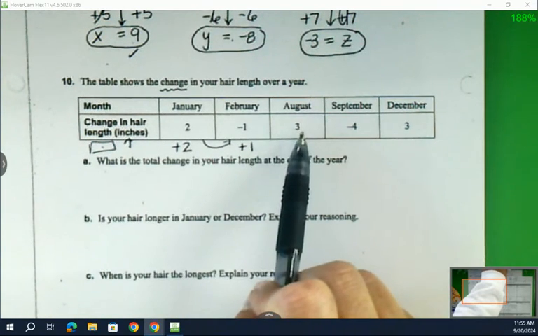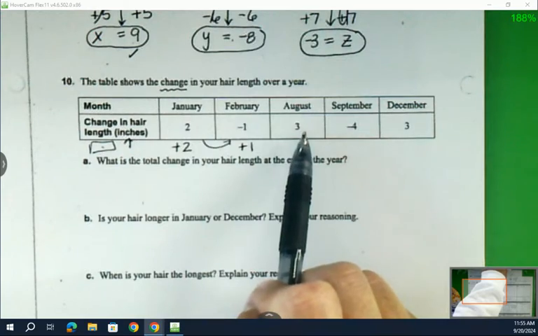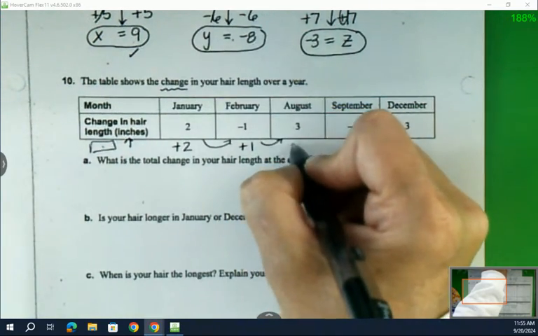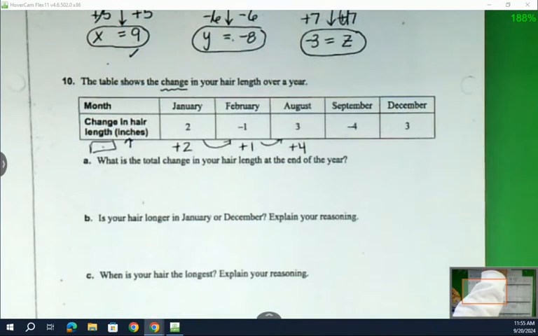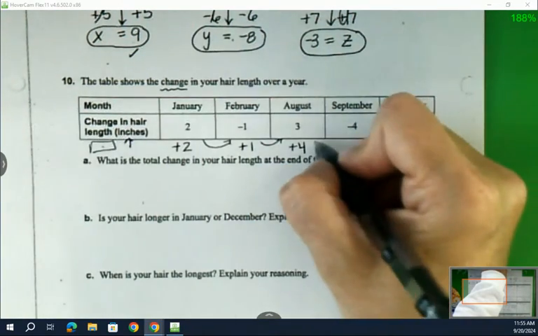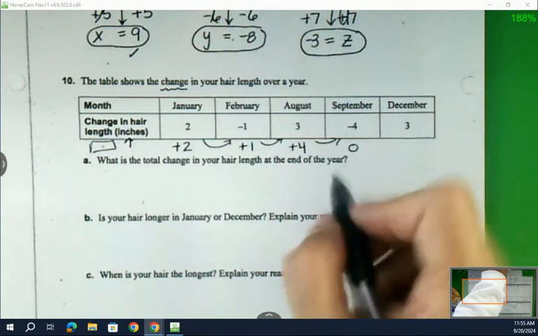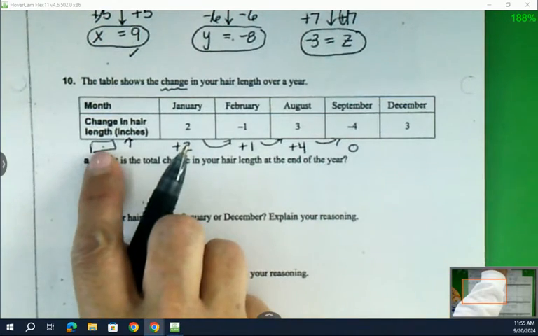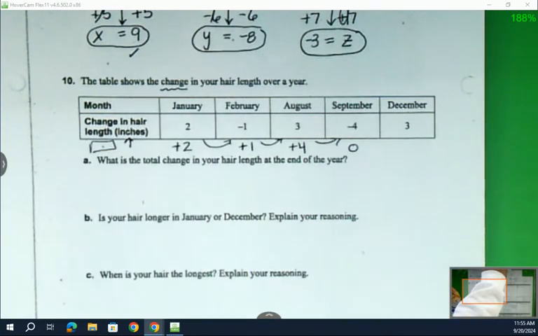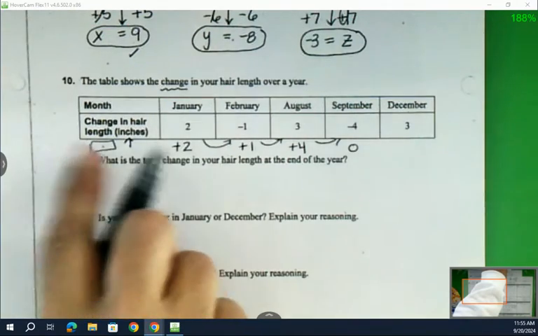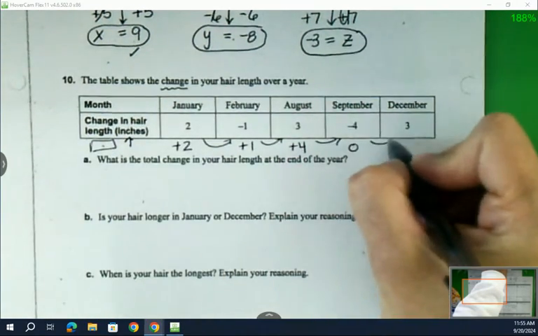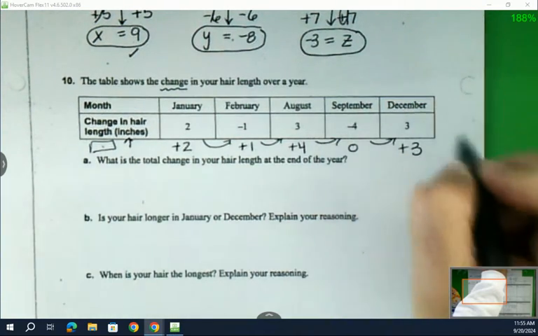August, +3, that means it grew 3 inches. So if you already had a +1, +3 more, you're at +4. In September, you chop off 4 inches, so we're at 0. Again, that doesn't mean you have no hair length. It means that your change is the same as your hair length as before. There's really no change from what you started off with before January. And then in December, +3, that means a growth of 3.